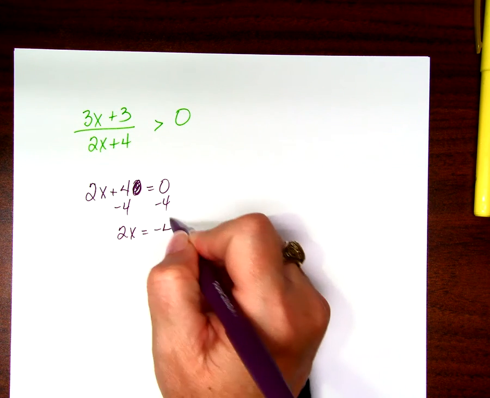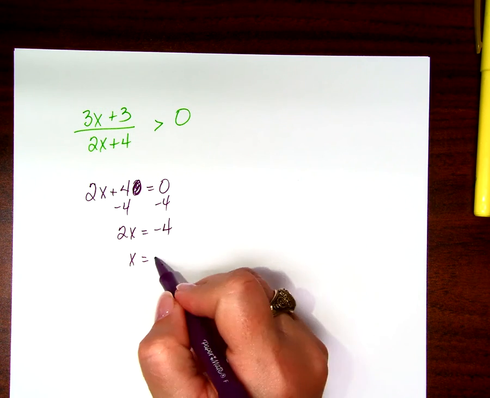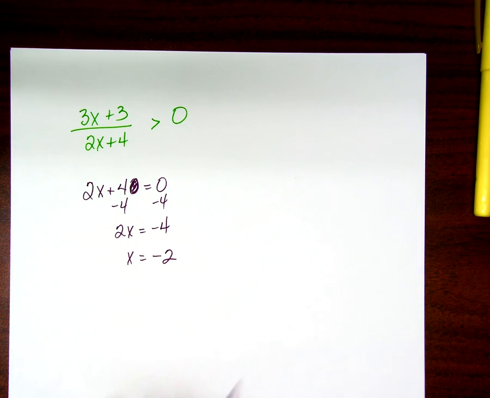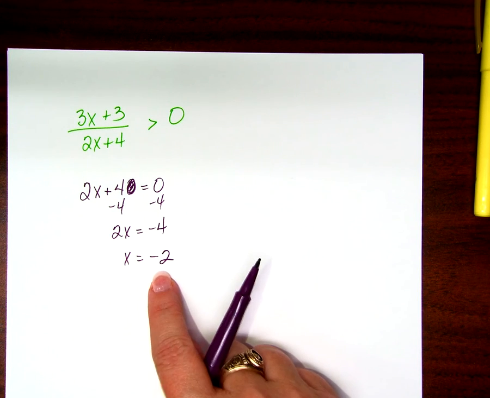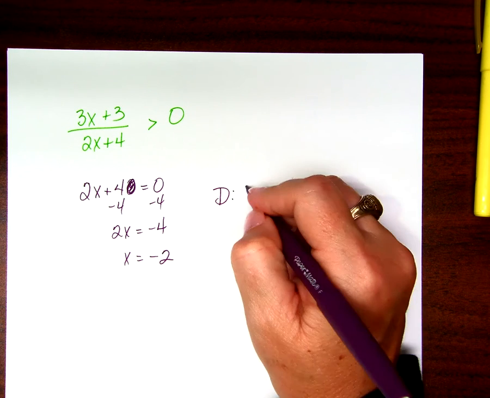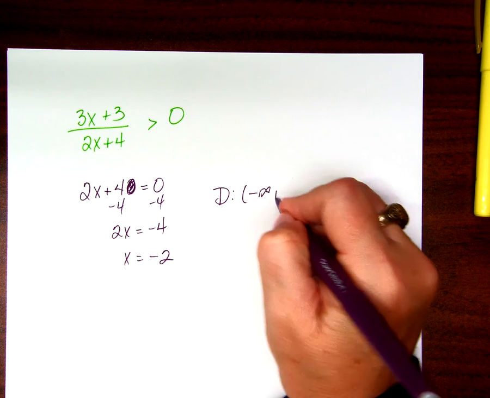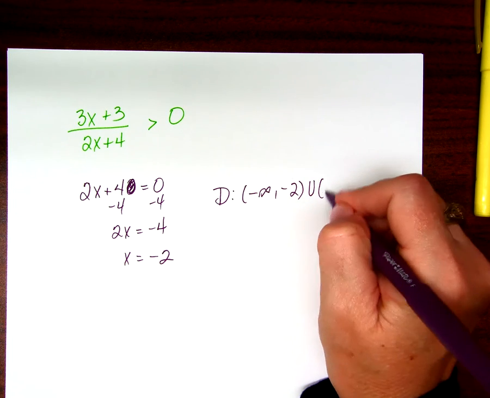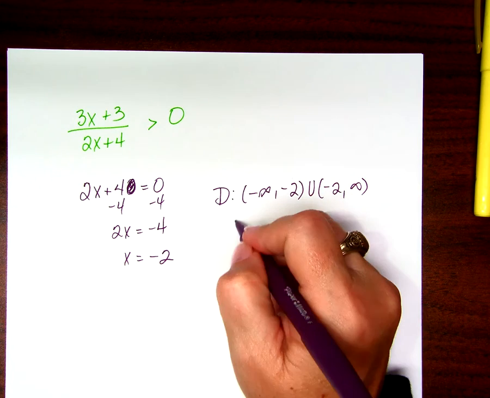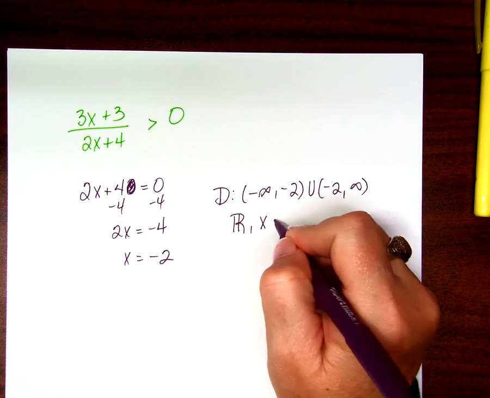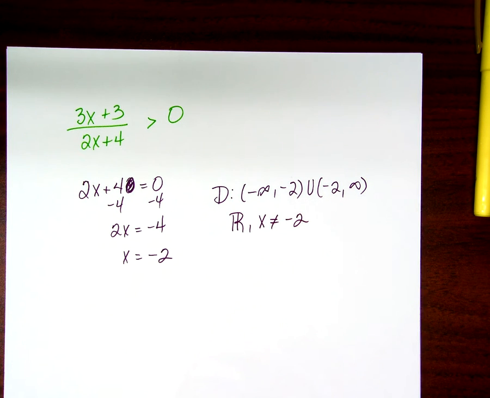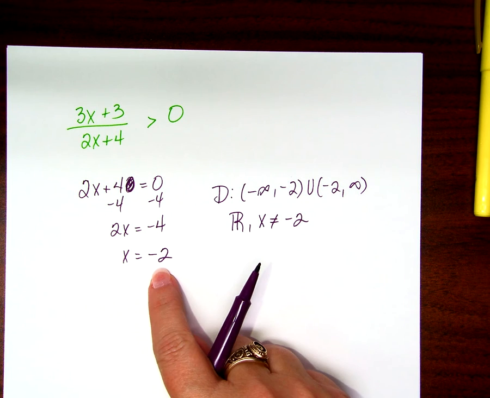2x equals negative 4, so x equals negative 2. Okay? If the domain is not equal to negative 2, my domain would look like this: negative infinity to negative 2, and then negative 2 to positive infinity. Or we could write all real numbers except negative 2. All right? That helps us with just trying to figure out what the answer is, right? Our function is not defined at negative 2.